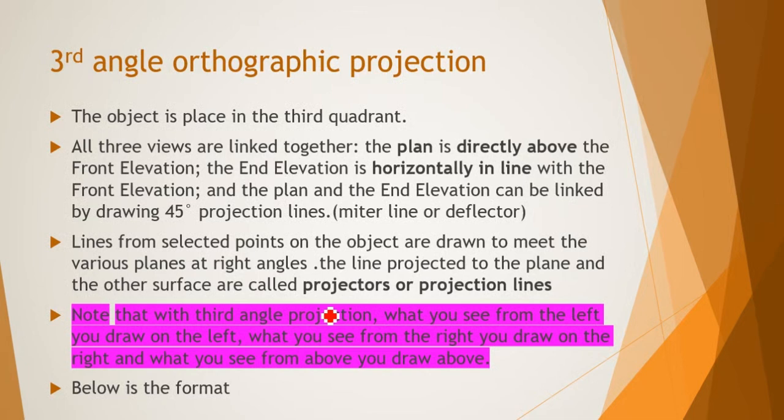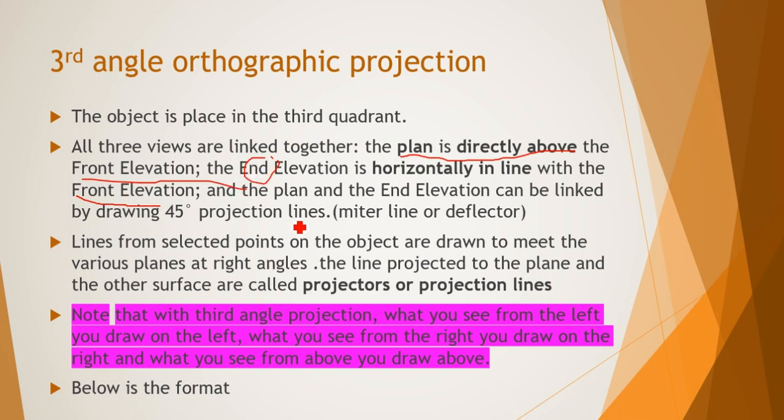Welcome back. Now let's talk about third angle orthographic projection. In third angle orthographic projection, the basic idea is that the plan is directly above the front and the end is horizontally in line with the front. So basically, in terms of orthographic projection, we are mostly dealing with the relationship between the plan and the end in relation to the front elevation.